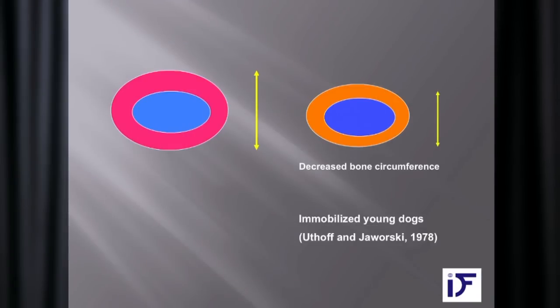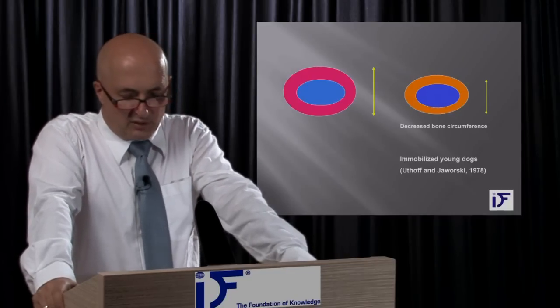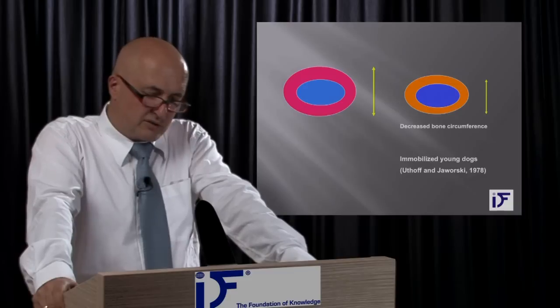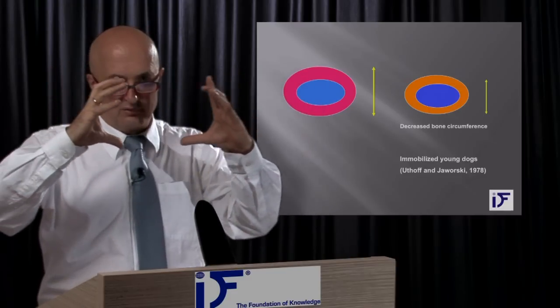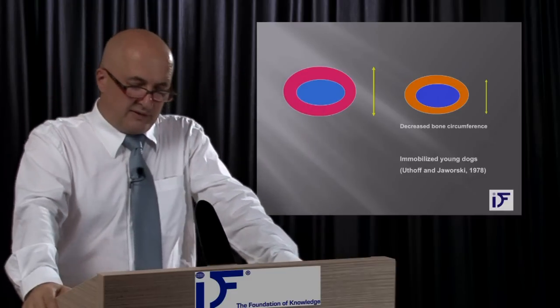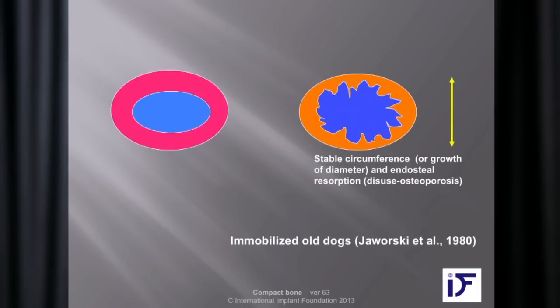There are a few experiments which I would like to mention at the end of this lecture. One experiment describes what happens if young dogs are immobilized. You see that if young dogs are immobilized, you see a decrease in the bone circumference, so actually the bone becomes smaller. This is due to the hormonal situation of the young animals, and we can expect that the same will happen to humans. If old dogs, however, are immobilized, then the outer circumference of the bone remains the same, but the bone shows a kind of osteoporosis from the inside.